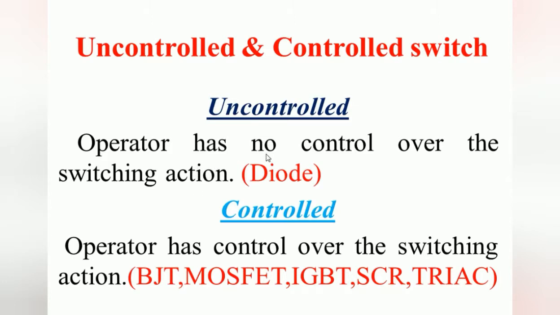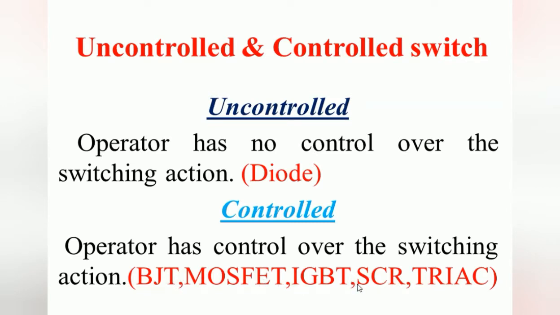That is called an uncontrolled device, and the example of an uncontrolled switch is the diode. A controlled switch means the operator has control over the switching action. Whenever we need current at the output side, only at that time we close the switch. Otherwise, we open the switch so that no current flows from the input to the output. So the operator has control. That is called a controlled switch. The examples are BJT, MOSFET, IGBT, SCR and triac.